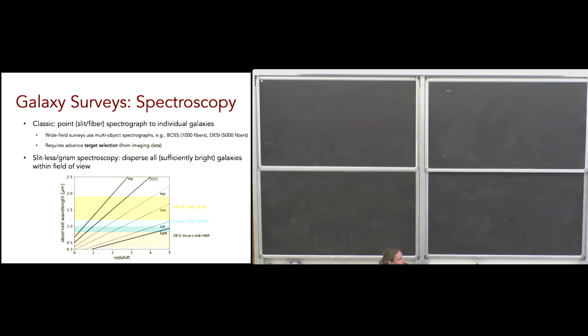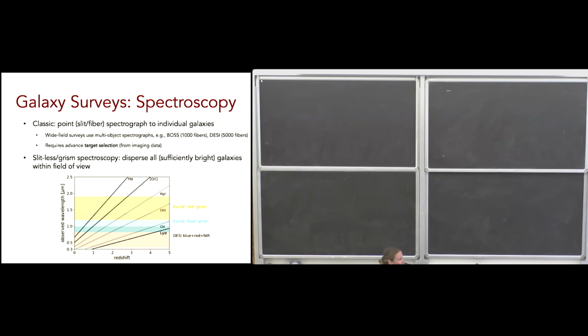Now, when I say that we will, in this case, disperse all sufficiently bright galaxies within the field of view, clearly, of course, to get a distinct feature in the spectrogram here, we need to rely on emission lines. And that then again limits the redshift range that a survey can cover.